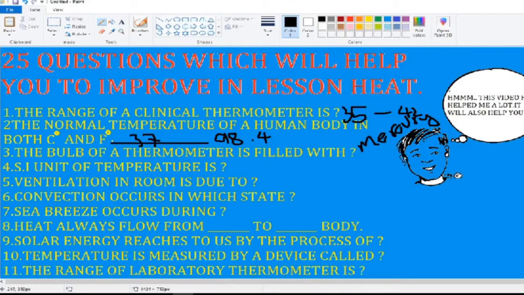The SI unit of temperature. So they asked me what is the SI unit of temperature. I hope we have all studied it, that it's Kelvin. The SI unit of temperature is Kelvin, denoted by the letter K.